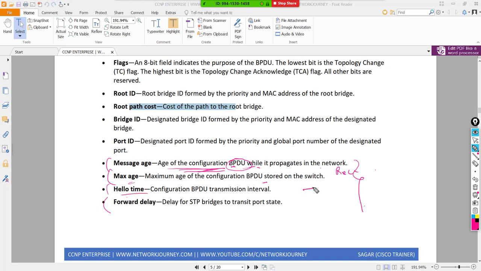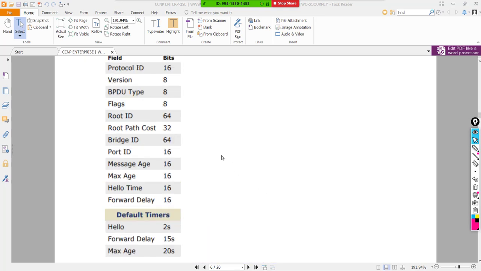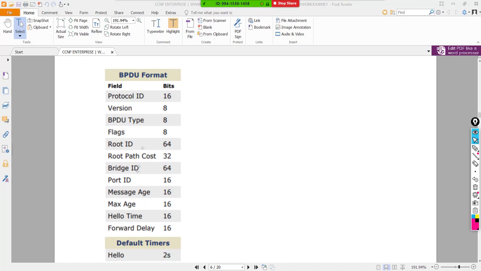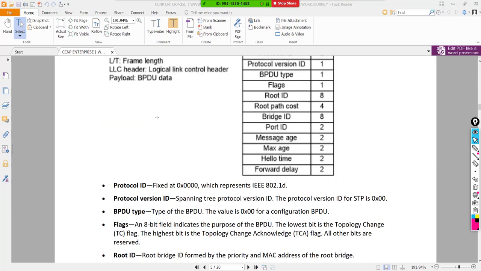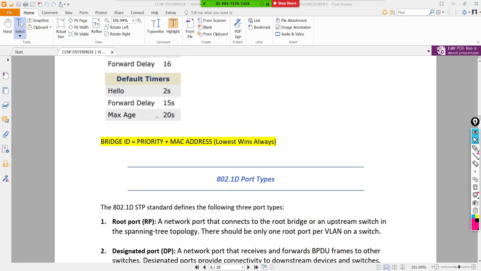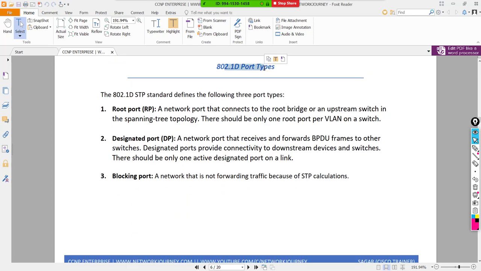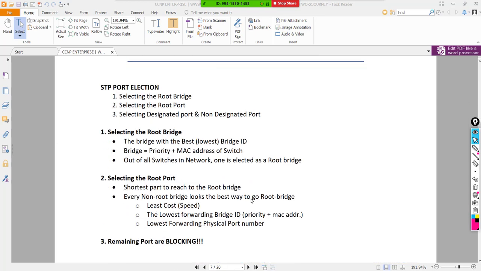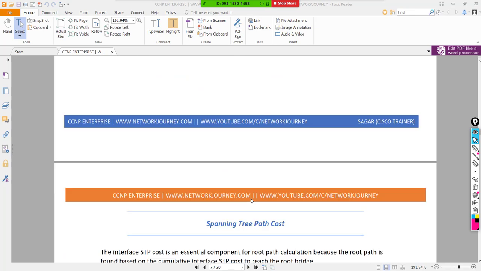Then we have the hello timer. Hello timer is nothing but every 2 seconds the BPDU gets transmitted. Forward delay is the delay from listening to forwarding, called the forward delay. This is the diagram of the BPDU in a much easier way, which I have tried to explain step by step. We covered port types. This is just the written notes. We have root port, designated port, blocking ports. Port election, we already did that.